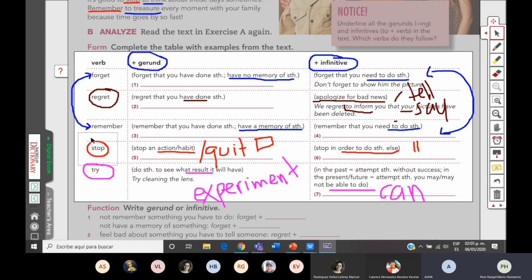Por eso te digo que son muy similares. I forget, ¿al infinitivo o al gerundio? Seguimos con gerundio. Mira, ahí está. I don't remember going to the party, no me acuerdo de haber ido a la fiesta. Y si te pongo, I forgot going to the party, olvidé haber ido, no tengo memoria de recuerdo de haber hecho eso.